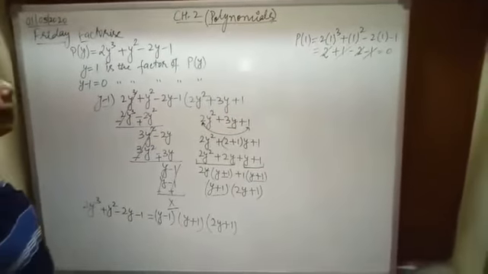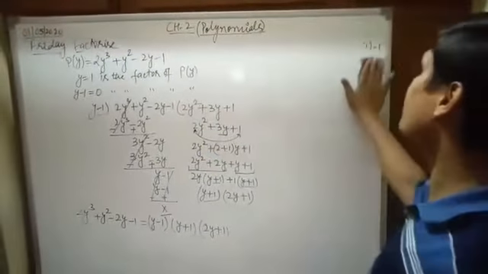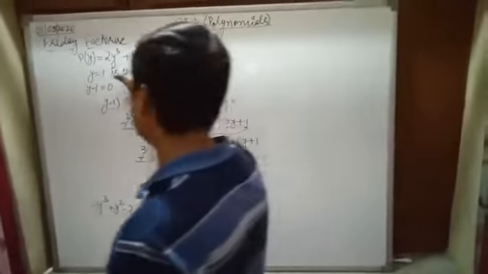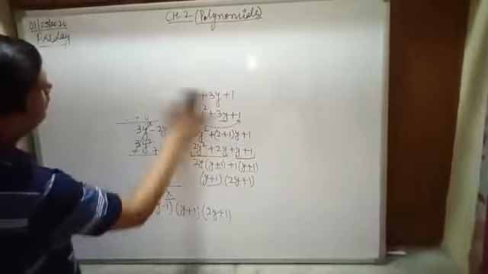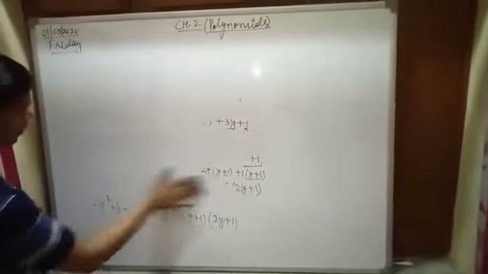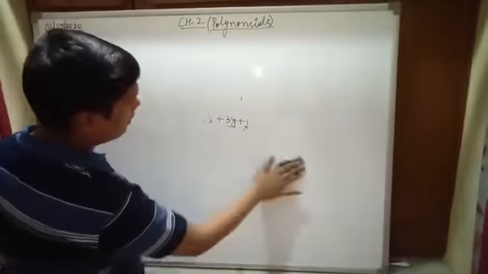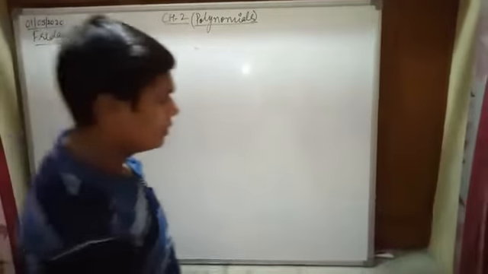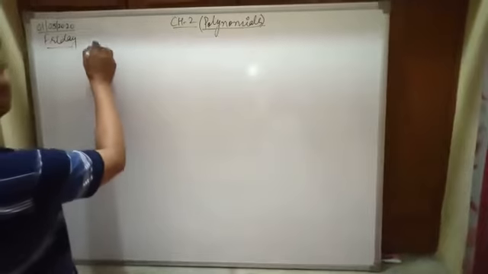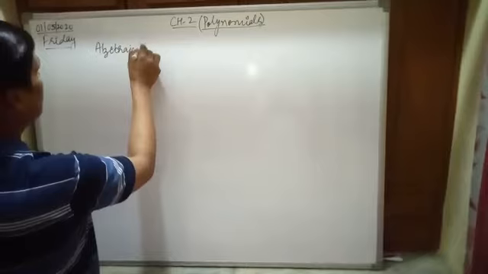Now we will start algebraic identities. A lot of identities we have learned in the previous classes, like (a plus b) whole square, (a minus b) whole square, a square minus b square, (a plus b) whole cube, (a minus b) whole cube, like this. We will continue these identities. Algebraic identities.